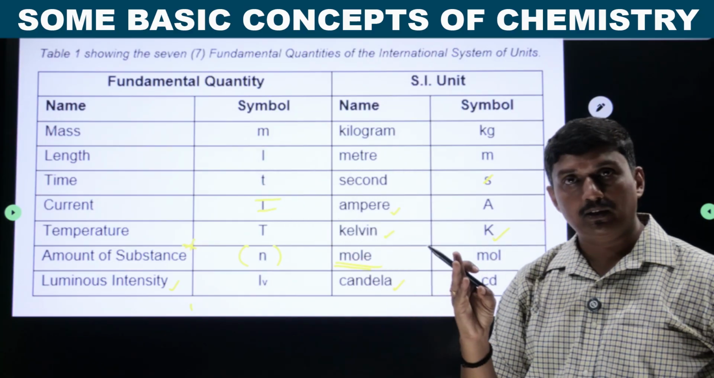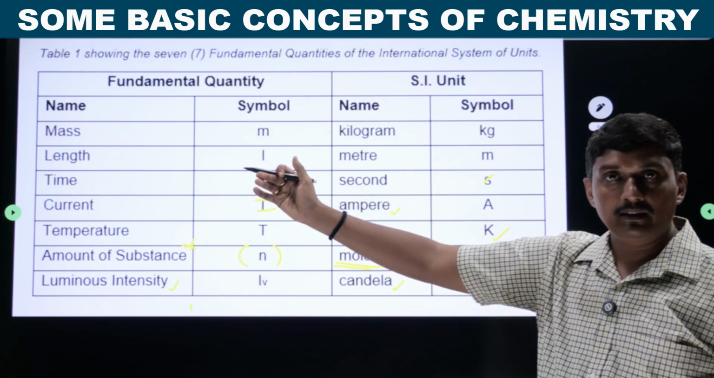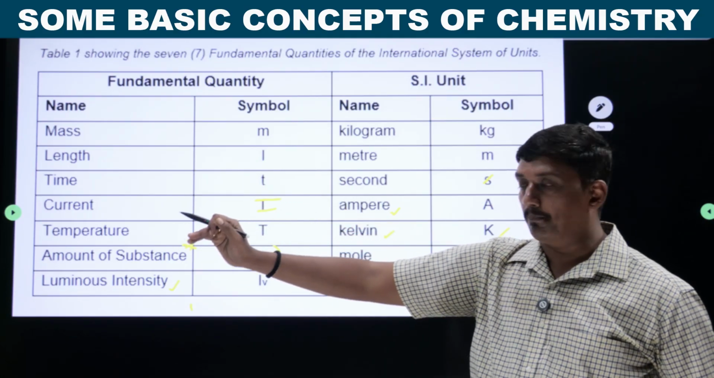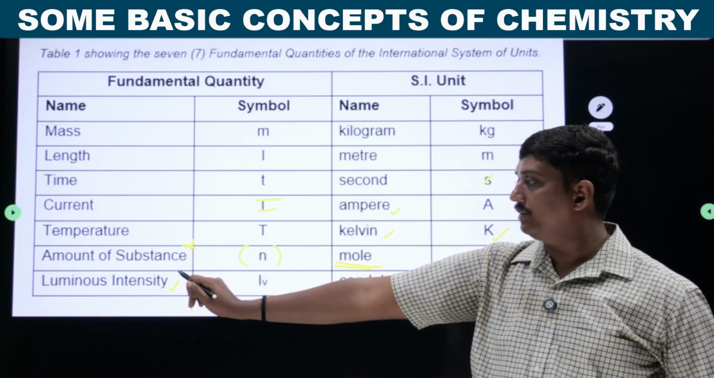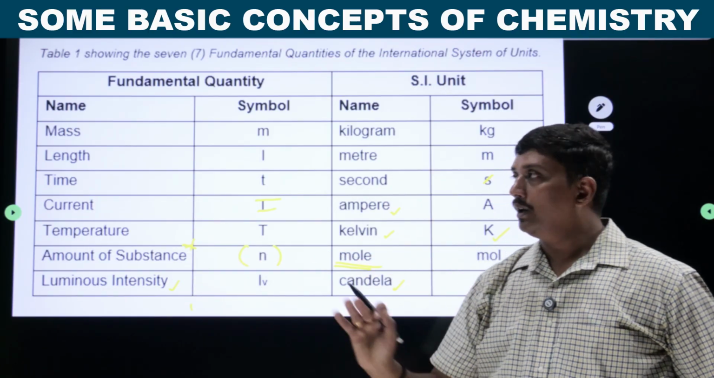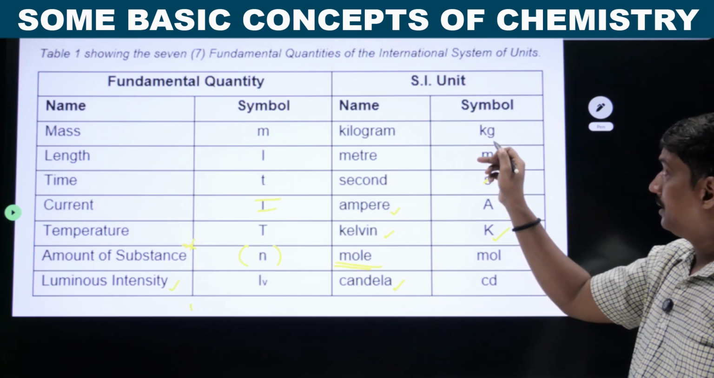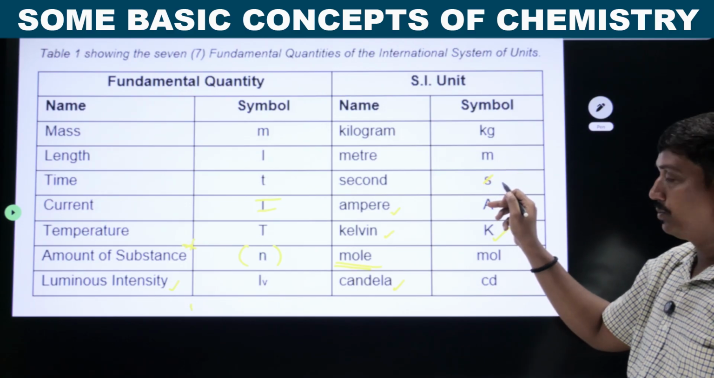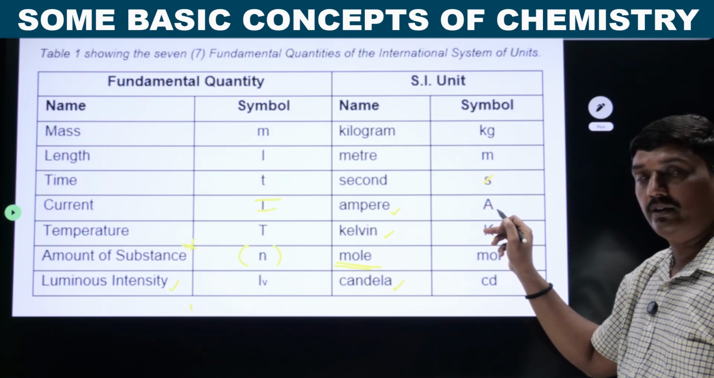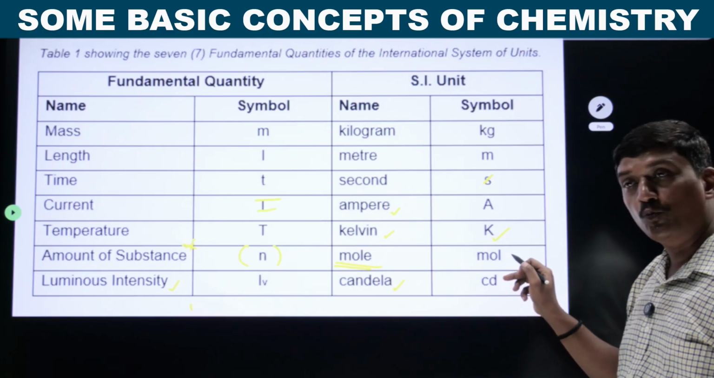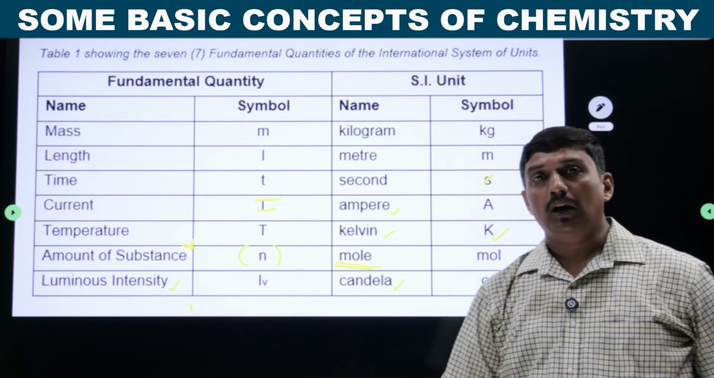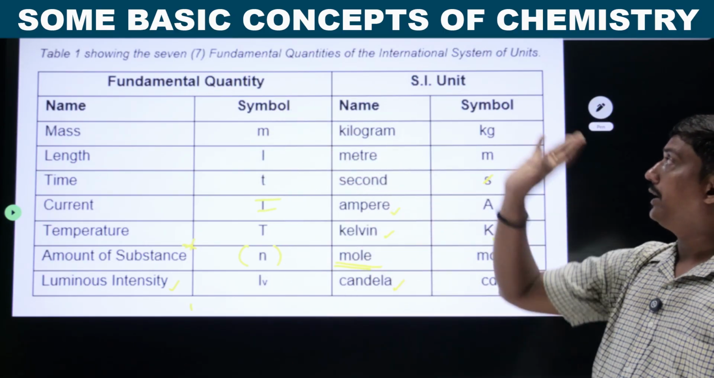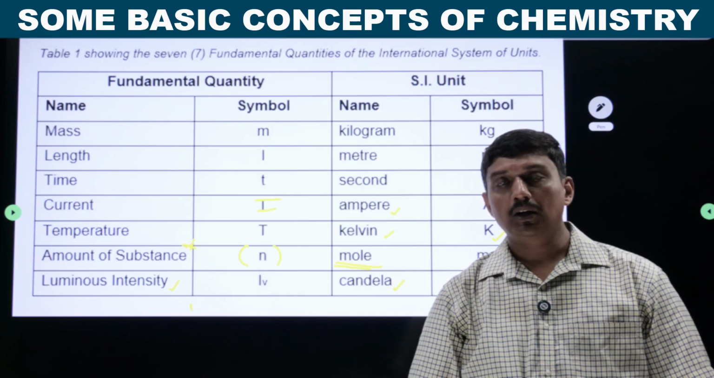So first one is mass, second one is length, third is time, followed by current, temperature, amount of substance and luminous intensity. And these are the symbols for its unit: kg, m, small letter s, capital letter A, capital letter K, mol and cd. I think it is clear about fundamental quantities and SI system.